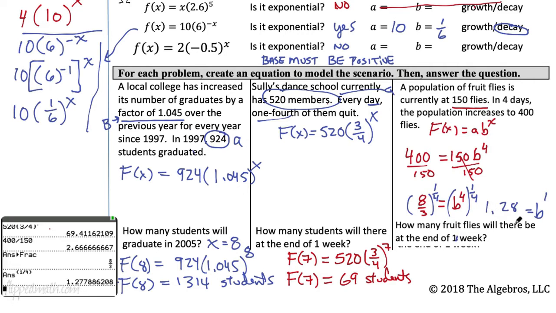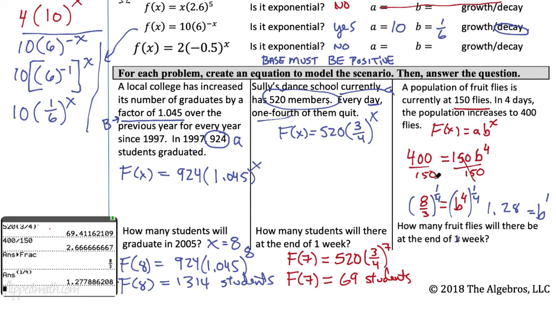Now, how many fruit flies will there be at the end of 1 week? Well, first let's write our function out, because we never really did that. Our function is f of x equals the initial value of 150, which they told us, times 1.28, which we figured out b was, raised to the x power. What do we want to plug in? 1 week, and we're talking about days. So that is 7 days. So we want to find f of 7. f of 7 is going to equal 150 times 1.28 to the 7th power.